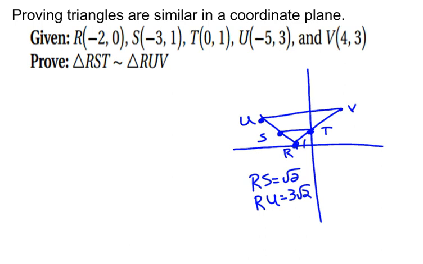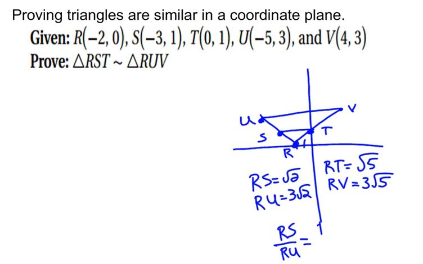And then on the other side, we get R to T, so segment RT is equal to the square root of 5, because we're going over 2 and up 1. And then the length from R to V is going to be 3 radical 5. So that's just the distance formula 4 times to come up with those. What we're hoping to see is that RS is to RU as RT is to RV.